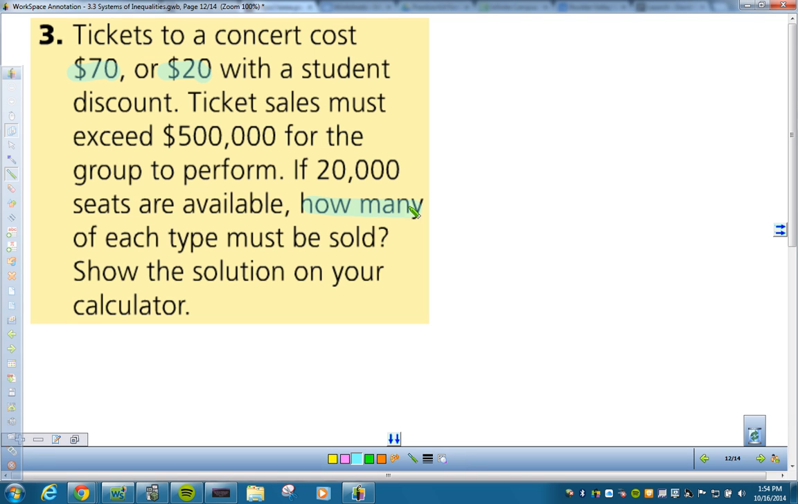So how many of each type tells you where the variable goes. Here's what you're going to write down. The $70 and $20 ticket, you're going to write down ticket sales, 500,000, and then you're going to write 20,000 seats are available. And I'll give you a sec to write that down. Piecewise, we already got those for you.